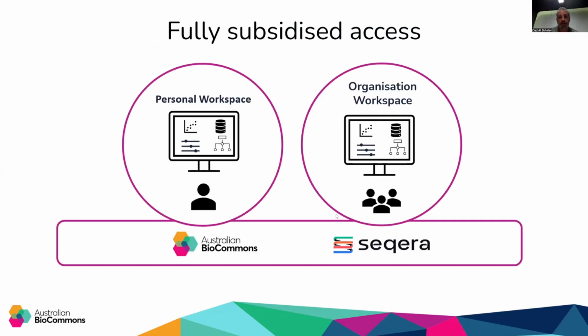There are different ways you can access the service as an Australian researcher. One of them is a personal workspace, and this is what you will get directly after you log into the service. You can log into the service using your email address that's affiliated with an Australian institute. If you have any problem with the login, just reach out to us and we will make it easy for you from there. And this is a personal workspace limited to one user.